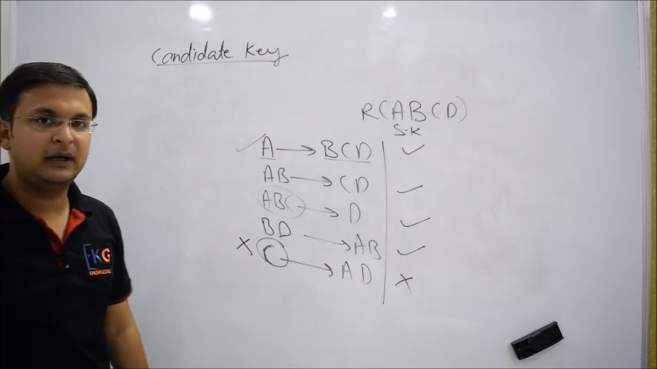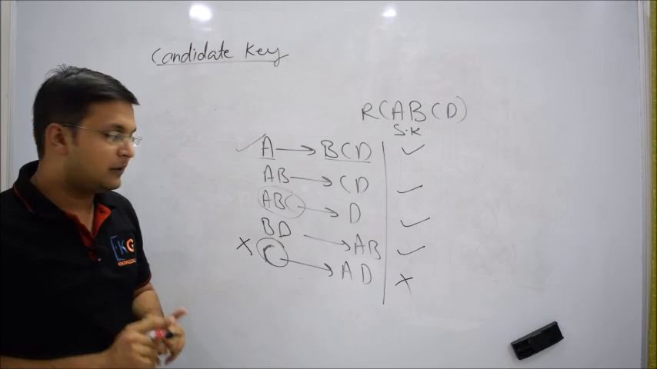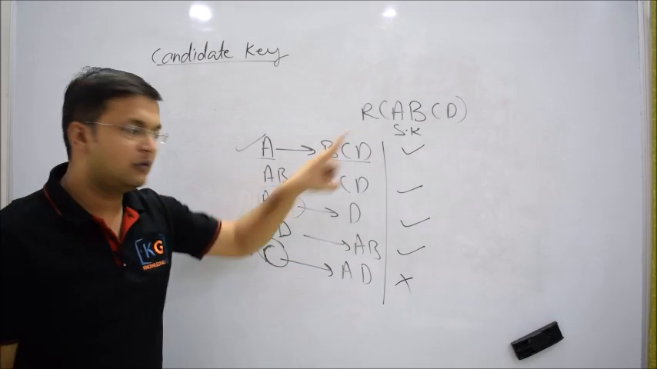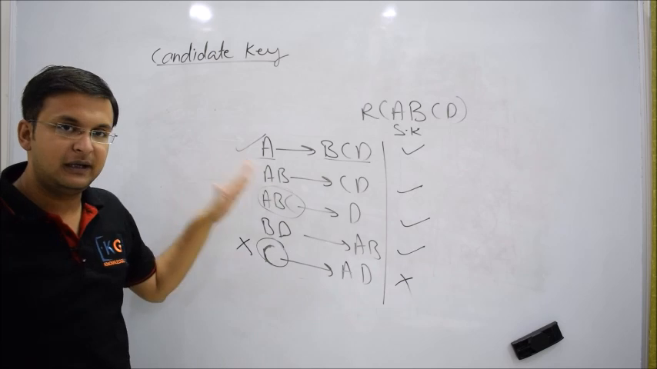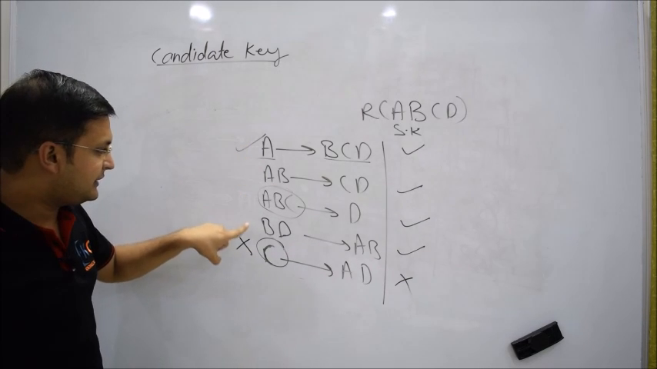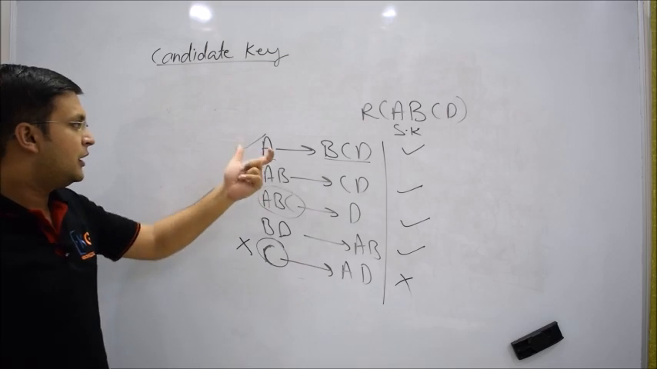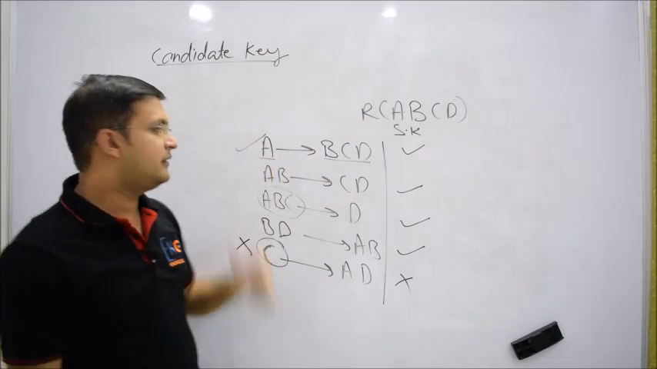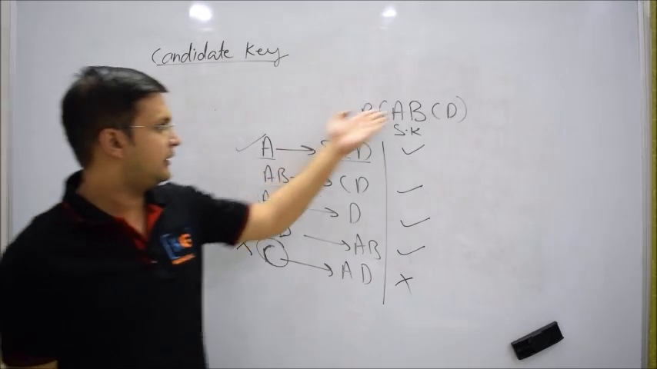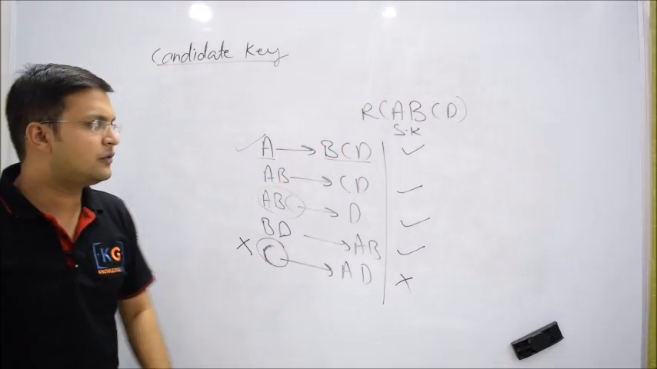Are you getting my point? One point you make a note. Don't think that from C you can go to A and from A you can go to B, C, D. I am taking all cases separately. So these all qualify themselves to be a key, because from the left hand side you can find the right hand side, and with left and right both sides you get the entire relation. So that is a super key.